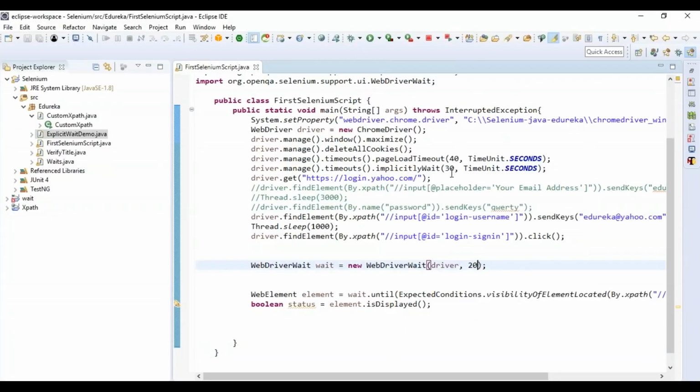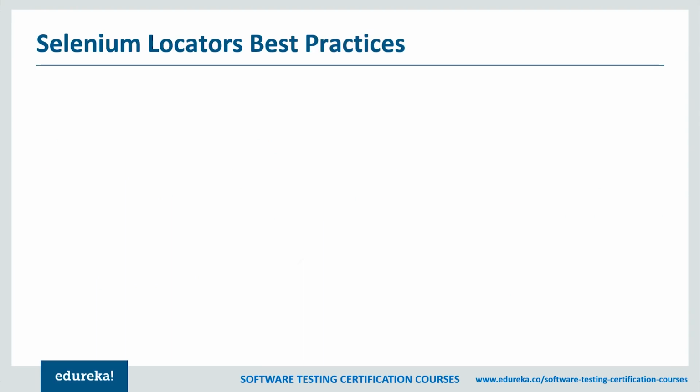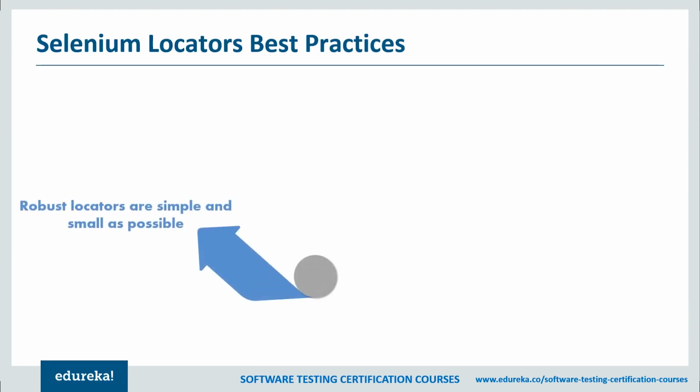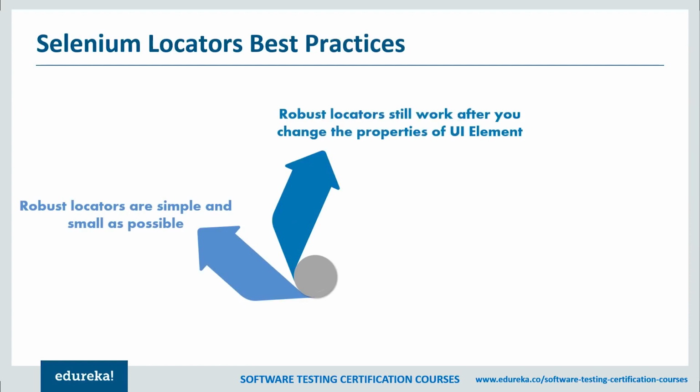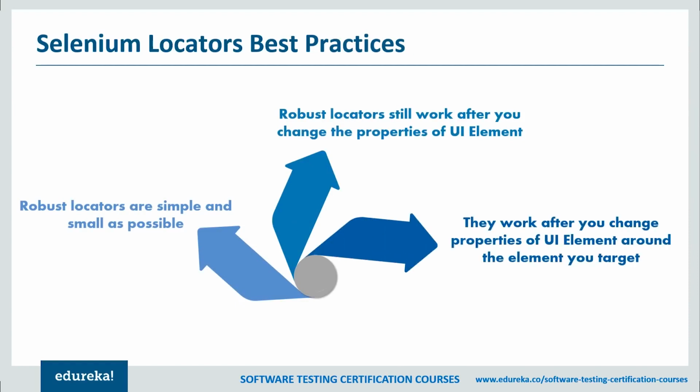But implicit wait once set cannot be changed as it is a global wait and it is applicable to the entire program. But for WebDriverWait, that is your explicit wait, you have to keep on creating a WebDriverWait for specific elements. So it goes like that. Simple. So these are some of the best practices for locators, that is, they are as simple and small as possible, and they work even after you change the properties of the UI element, and they work even after you change the properties of UI elements around the element you target.